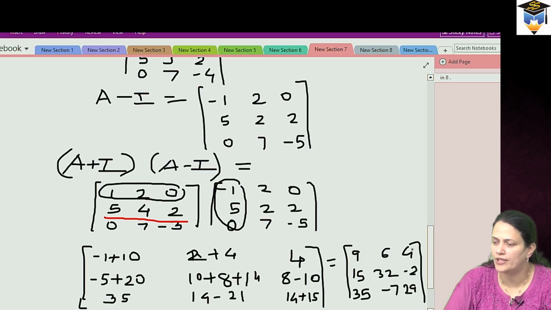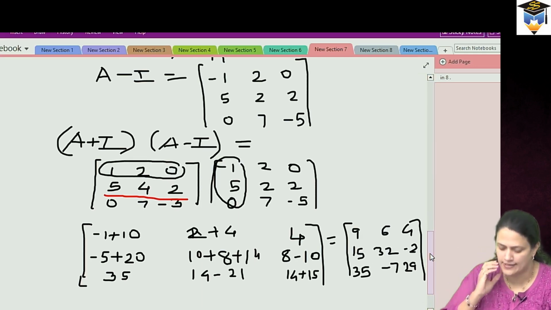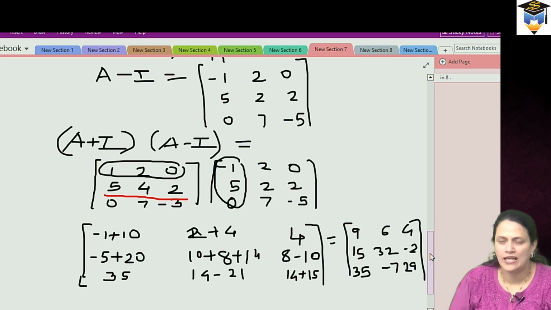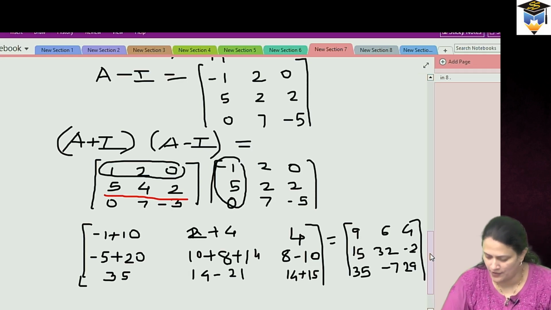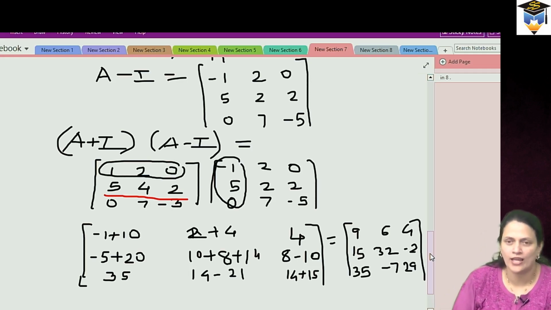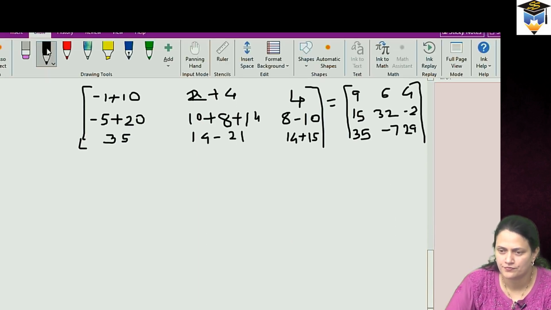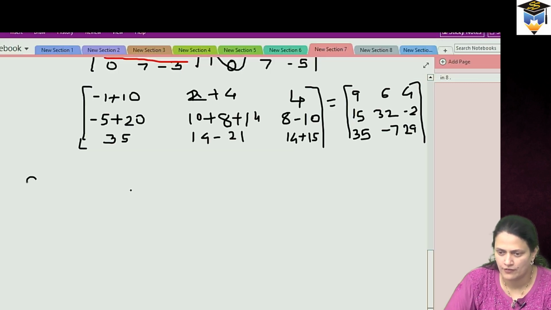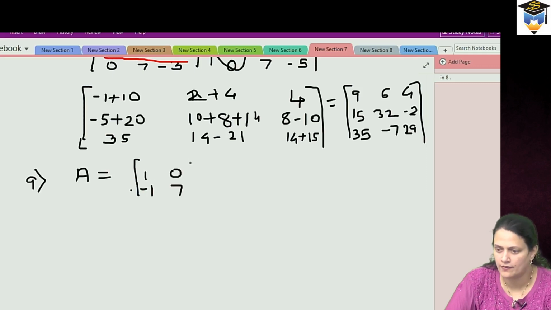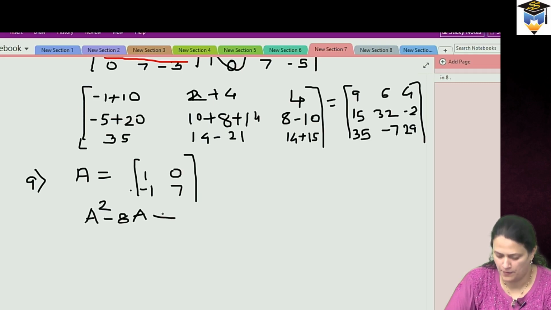Okay, so I hope everybody has understood. This is the 7th question that we have solved from the exercise 2.3. Now, which is the next sum we are going to solve? Ninth one. So, in the ninth one, A is given to us as 1, 0, minus 1, 7. And you have to find out A square minus 8A plus Ki, minus Ki is equal to 0.